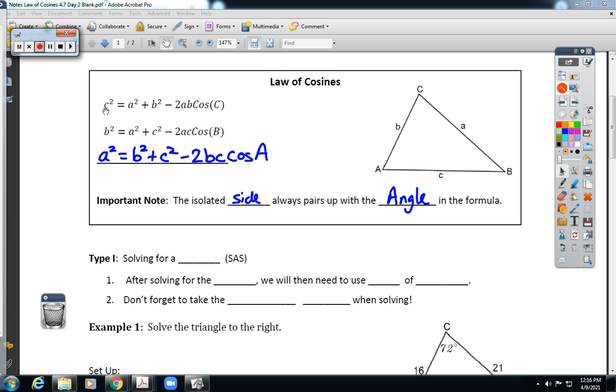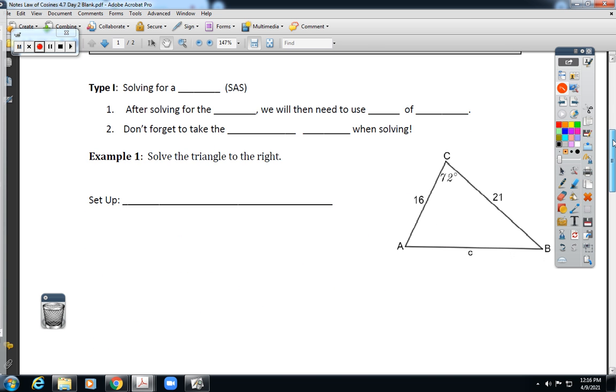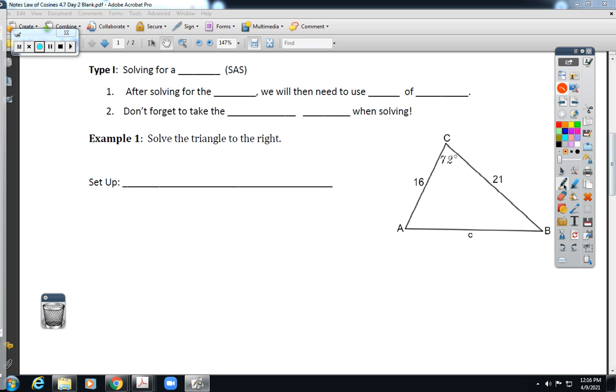So there are two problem types where we're going to use the law of cosines. Let's discuss each of them and see some examples. The first type is when we need to solve for the third side length, which would be when we are given side, angle, side information. After we solve for that side length, our second step will be to use the law of sines to find an angle.